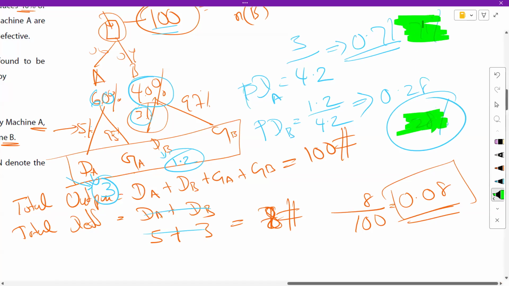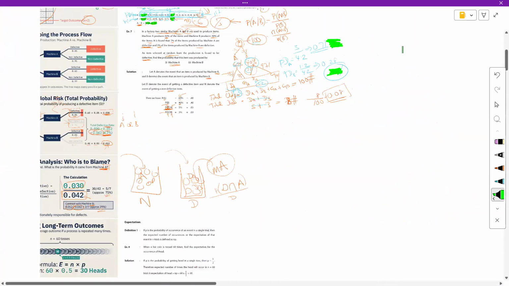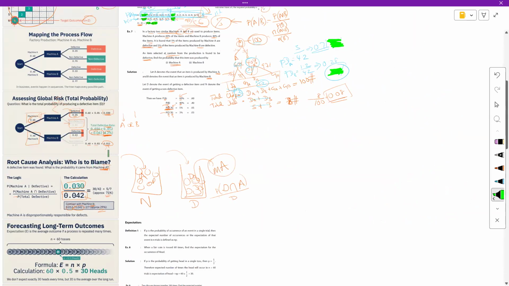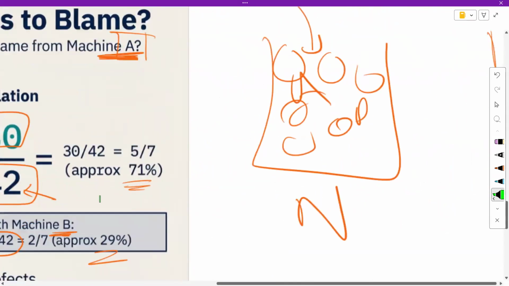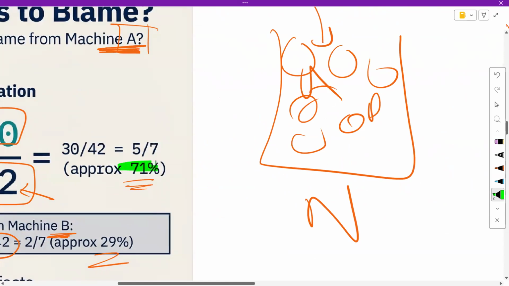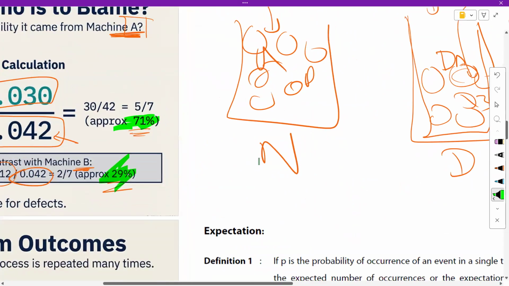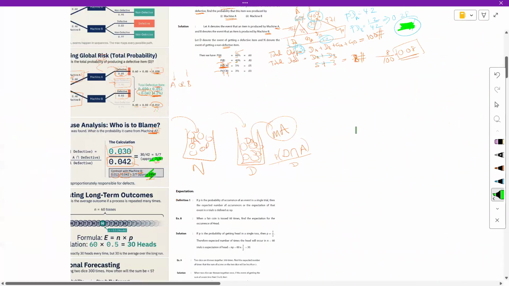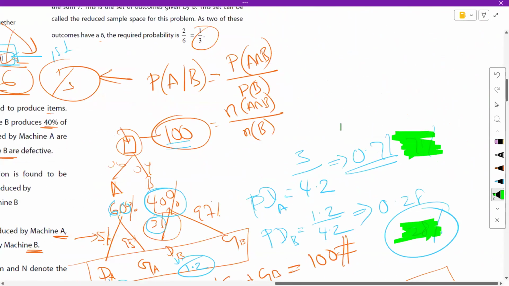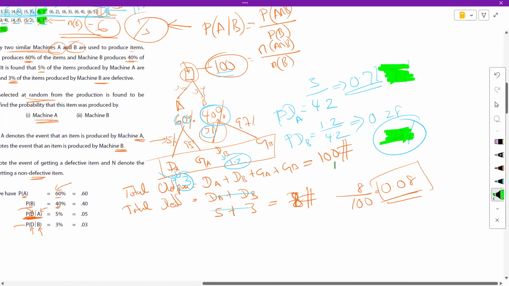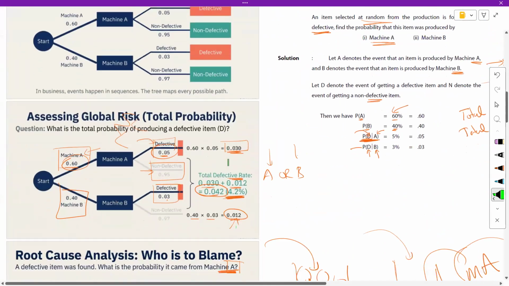So 28% and 71%. Do we get the same answer here? Here 71% and almost 29%, 2 over 7. Right? This is logical thinking. If we don't know the probability theory, this is logical thinking. This is application of probability.